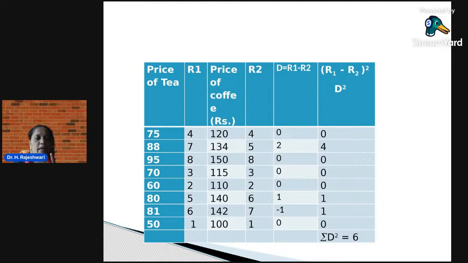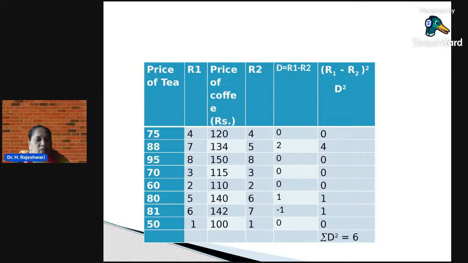The next highest value here is 60. So I am giving second rank. Next highest value is 70, so it is third rank. Then comes 75, fourth rank. Then comes 80, fifth rank. Then comes 81, sixth rank. 88, seventh rank. 95, eighth rank. Okay. This is how the ranking is given.